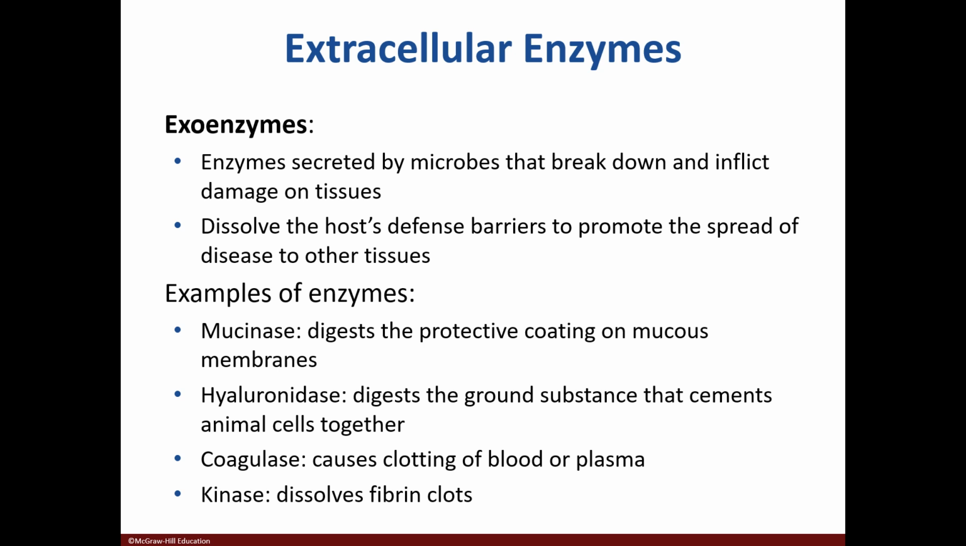Hyaluronidase breaks down substances that hold cells together. Clostridia and Staphylococci can produce this. Coagulase is produced by pathogenic Staphylococci and clots blood or plasma. Kinase dissolves fibrin clots and speeds up the invasion of damaged tissue.